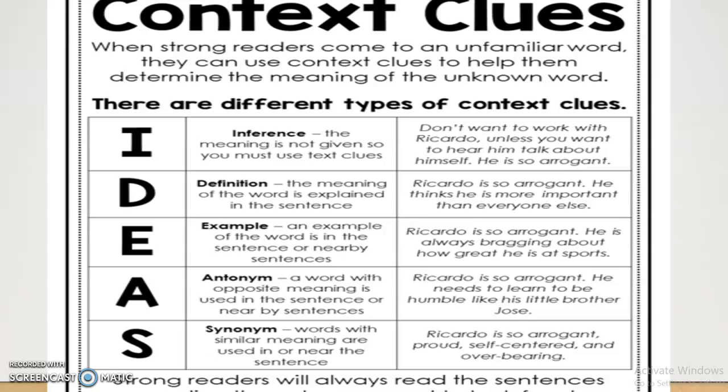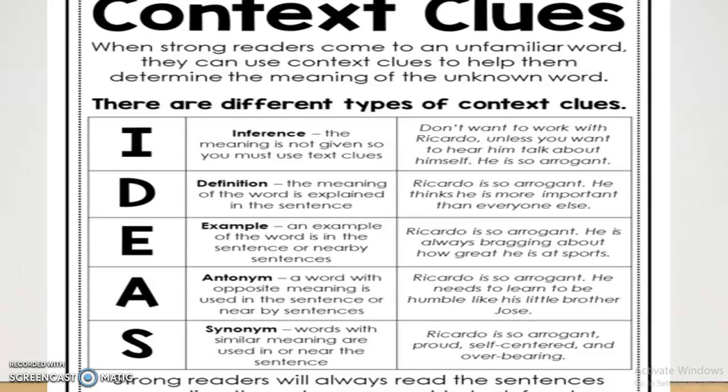And the next type is in terms of definition. For definition, the meaning of the word is explained in the sentence. And the next type is in terms of example. An example of the word is in the sentence or nearby sentences.